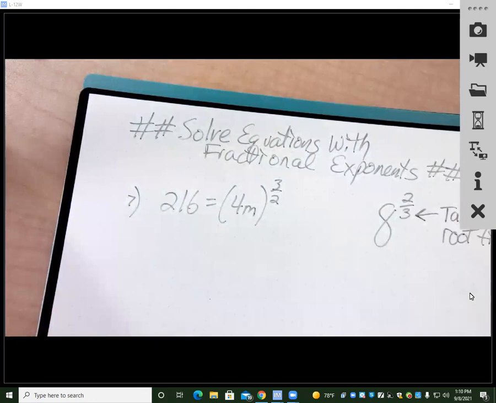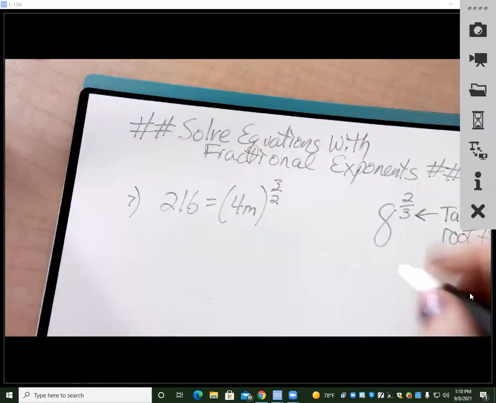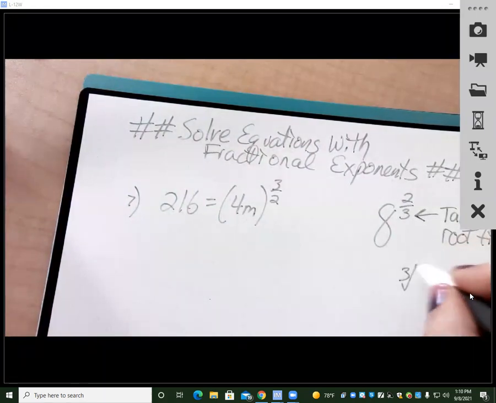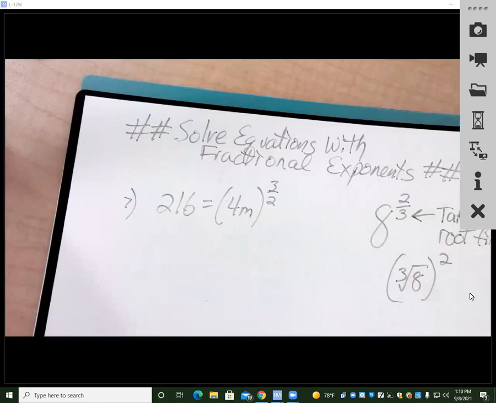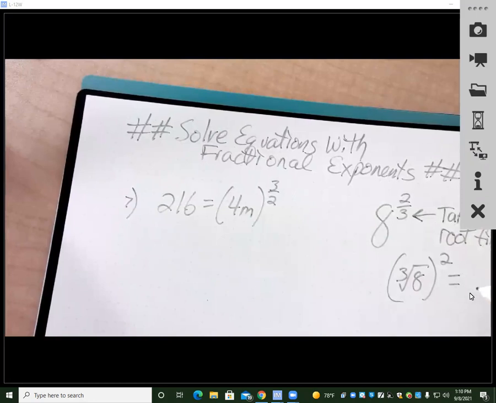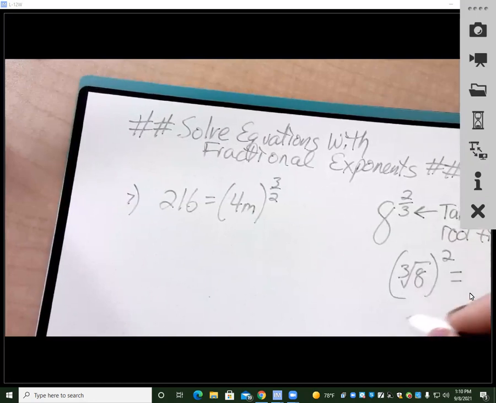Okay, so that really means to take the cube root of 8, and then I'm going to go ahead and square that answer. So whatever the numerator is, that's sort of my second step, and I'm just going to raise that answer to that power. So that's where we're getting 4 from, because the cube root of 8 is 2, and 2 squared is just 4.